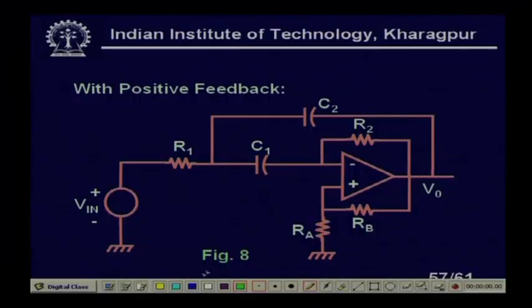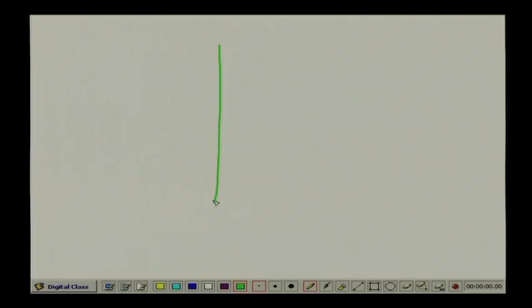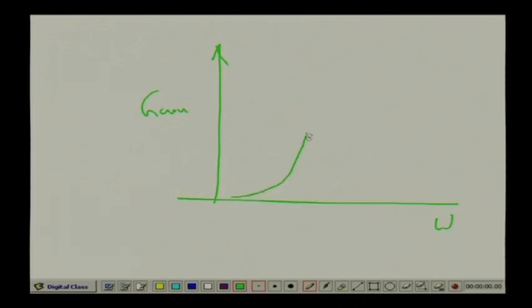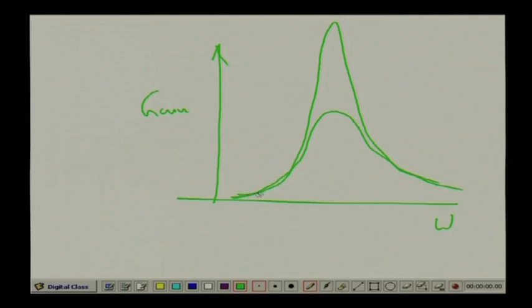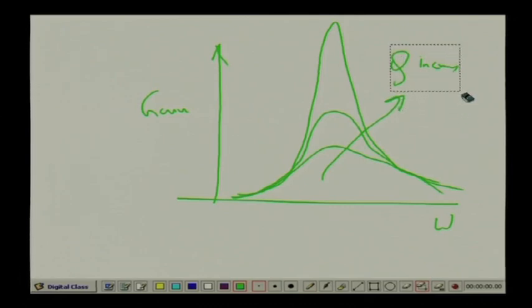If I make the frequency plot with omega and gain here, the larger the Q, the more and more selective will be the network, okay, is it not. So, the Q increases here.